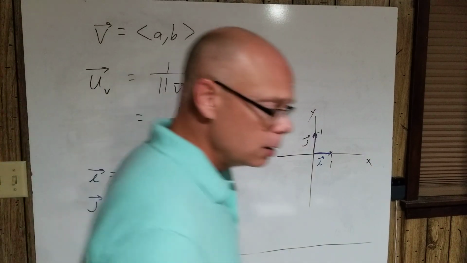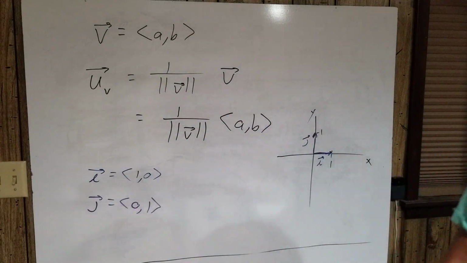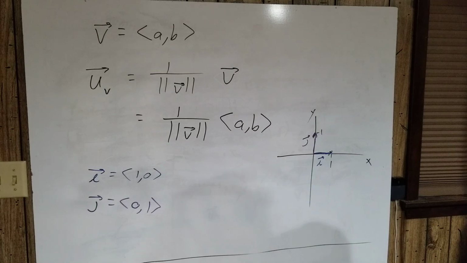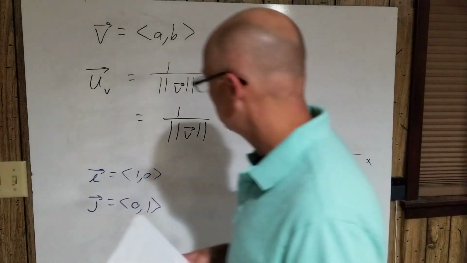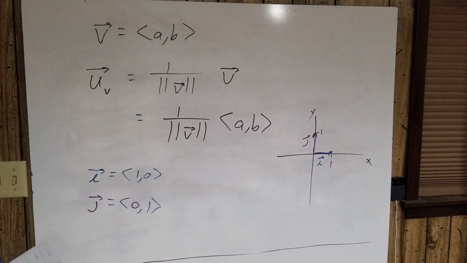All right, now, what do they talk about here? They talk about any vector can be expressed as a linear combination of i and j. Any vector, we can represent it in terms of i and j. All right, so that brings us to our next example.